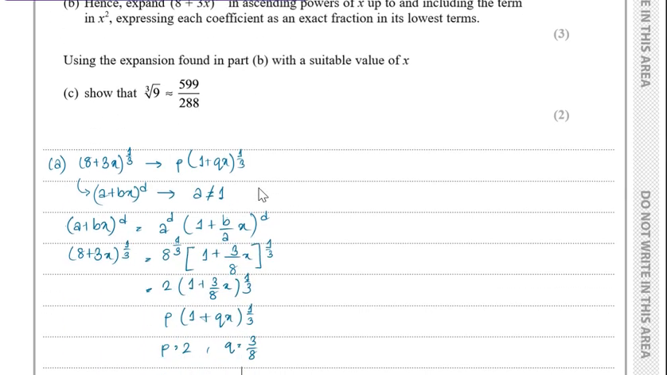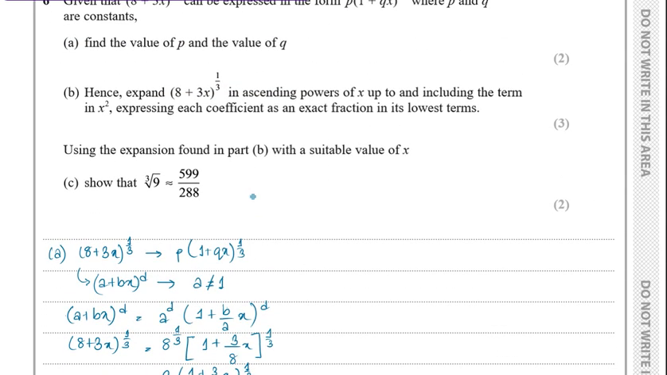For part B, hence means we have to use the previous part of the question, the previous answer. Expand (8 + 3x)^(1/3) in ascending powers of x up to and including the term in x squared. So we only have to expand till we get x to the power 2, expressing each coefficient as an exact fraction in its lowest terms.